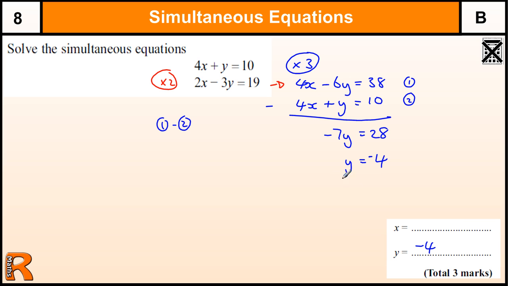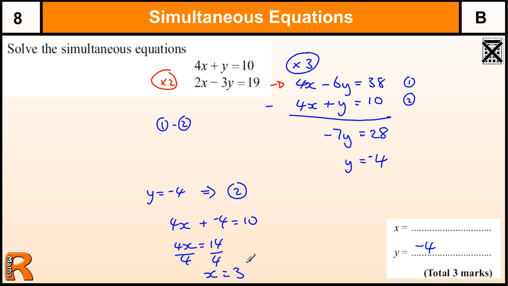The third mark will come from taking that value and putting it back into any one of these equations we have, and y equals minus 4. I'm going to put that into equation 2, I think. So that gives us 4x plus minus 4 equals 10. So we add the 4 to both sides, we get 4x equals 14. Divide by 4, then we get x equals: 4 goes into 14 3 times with 2 left over, so that's a half. So x is going to be 3.5. And there we have it, 3 marks.